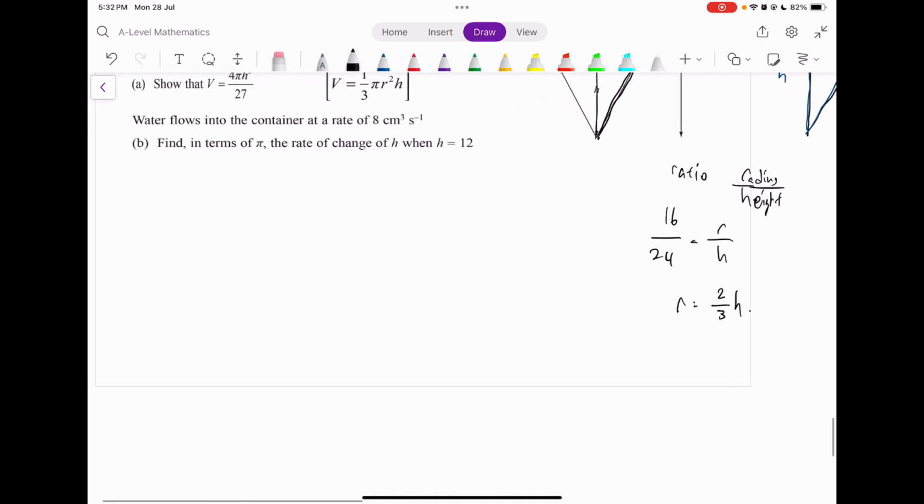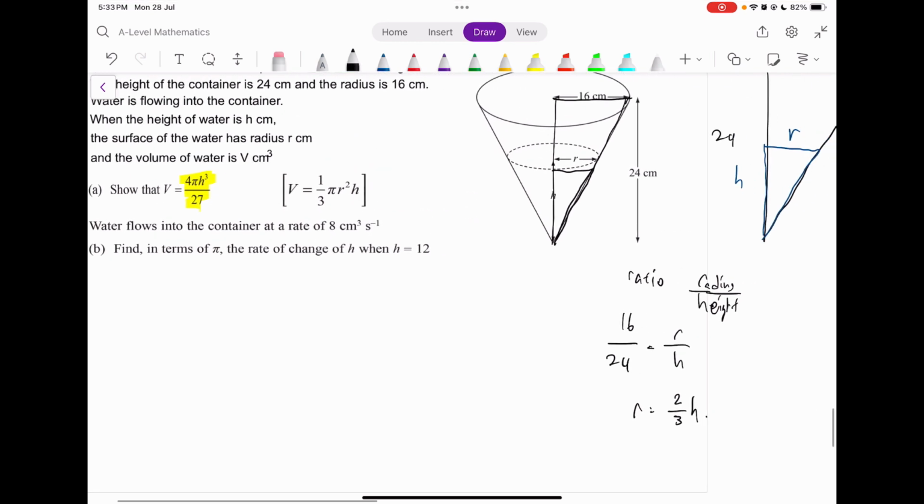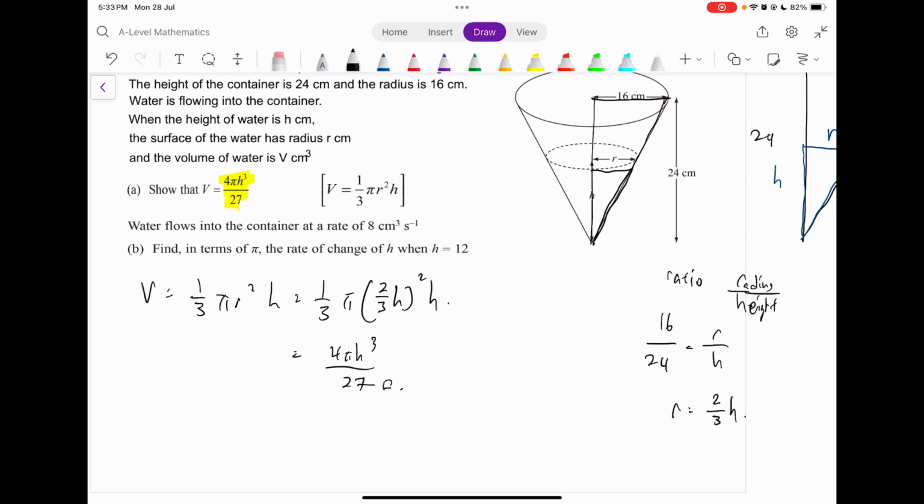So 为什么我们要找这个东西呢？我们看到要 show 的部分它是没有任何的 R 的，看到吗？So that means 我们一定要 replace 那个 R value from the equation. And that's the reason why I say that you have to work it out. So this requires a little bit of critical thinking. Hence, we can say that V is equal to 1 over 3 pi R square H, which is also the same as 1 over 3 pi times 2 over 3H square, H, which is the same as, just copy and paste everything from the show that question. Done.